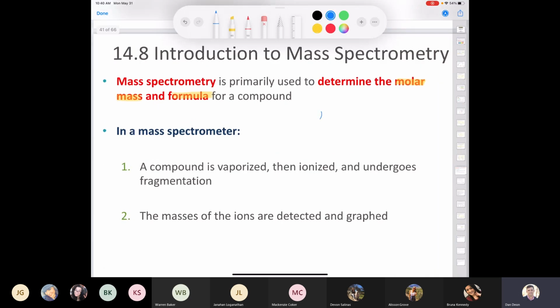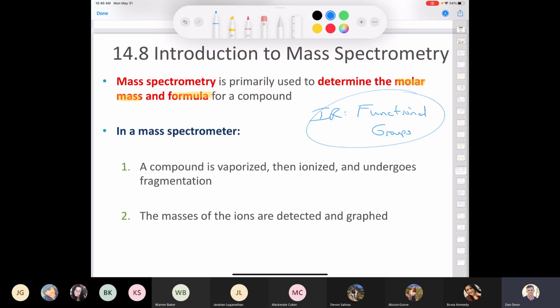Remember that when we studied IR, we were trying to determine functional groups like aldehyde, ketone, carboxylic acid. But now we're going to elucidate molar masses and formulas for a compound. So how much does this compound weigh, and how many carbons, how many hydrogens, how many oxygens, how many nitrogens? That's the kind of information that we want to get from a mass spectrum.